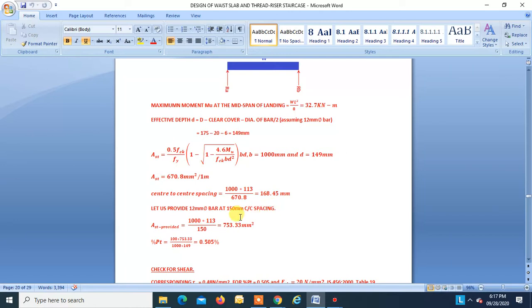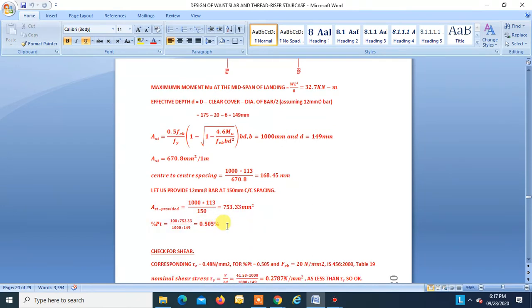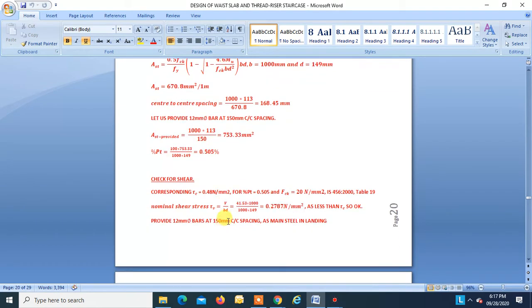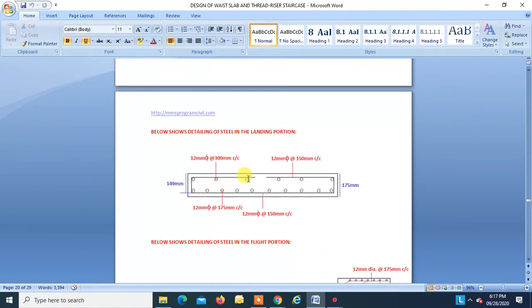Right? So Ast provided is definitely going to increase. So it will be 753.33. Pt is found to be 0.505. Okay. So this is what we are providing in our landing. So this is the main steel of landing.